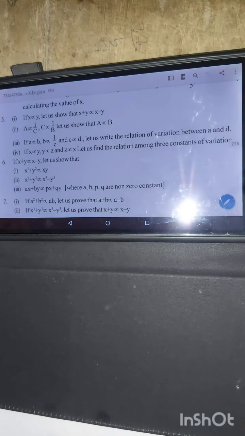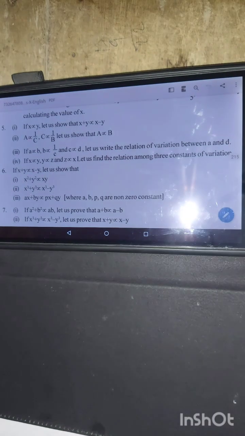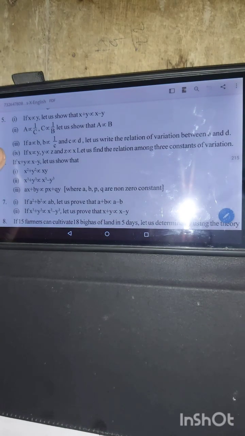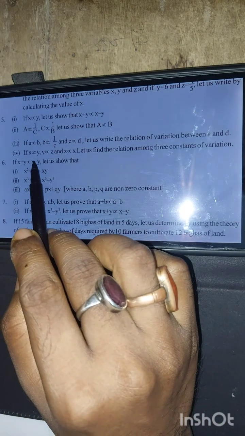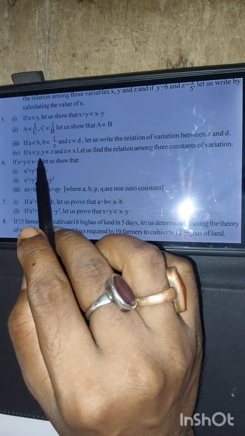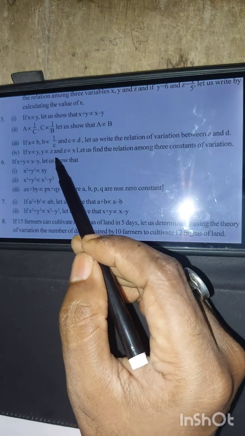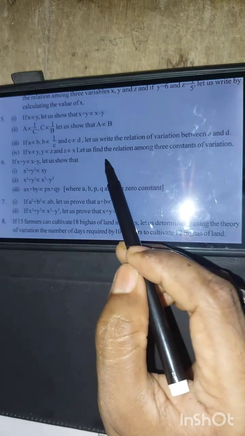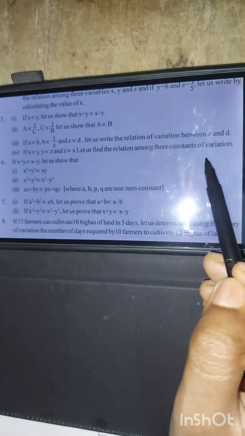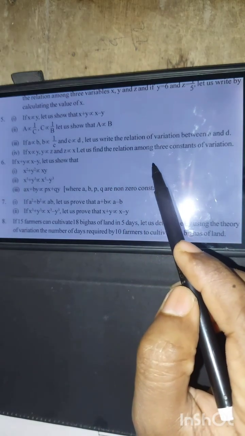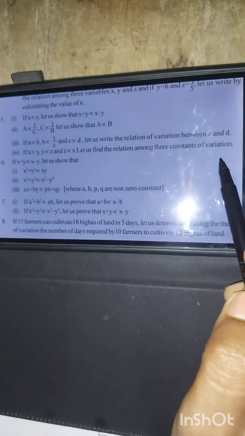Our next question, that is question number 4 of 5. It says if x varies as y varies as z, and z varies as x, let us find the relation among the three constants of variation. Okay, we have to find out the relation among three constants of variation.